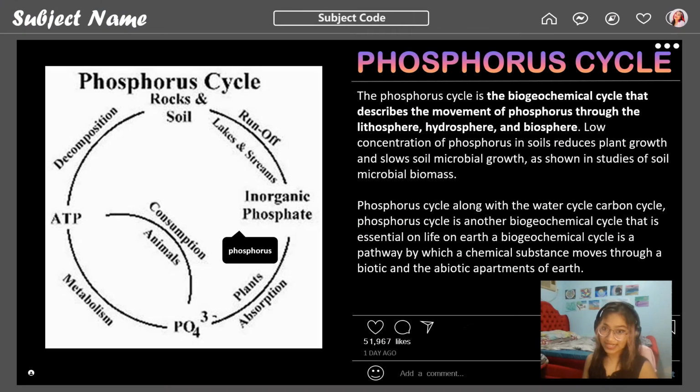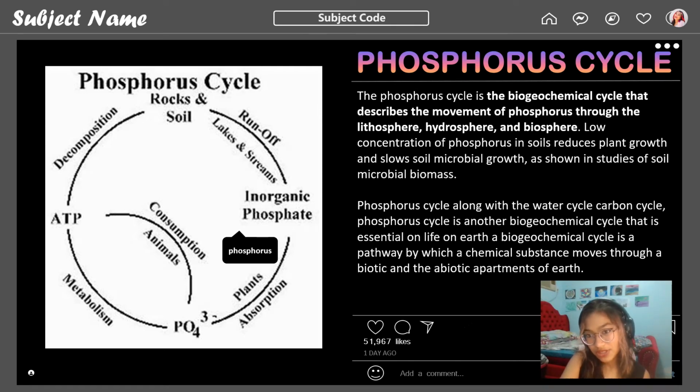So this is the phosphorus cycle. The phosphorus cycle is the biological cycle that describes the movement of phosphorus through the lithosphere, hydrosphere, and biosphere. Low concentration of phosphorus in soil reduces plant growth and slows soil microbial growth, as shown in studies of soil microbial biomass. Along with the water cycle and carbon cycle, the phosphorus cycle is another biogeochemical cycle that is essential to life on Earth.